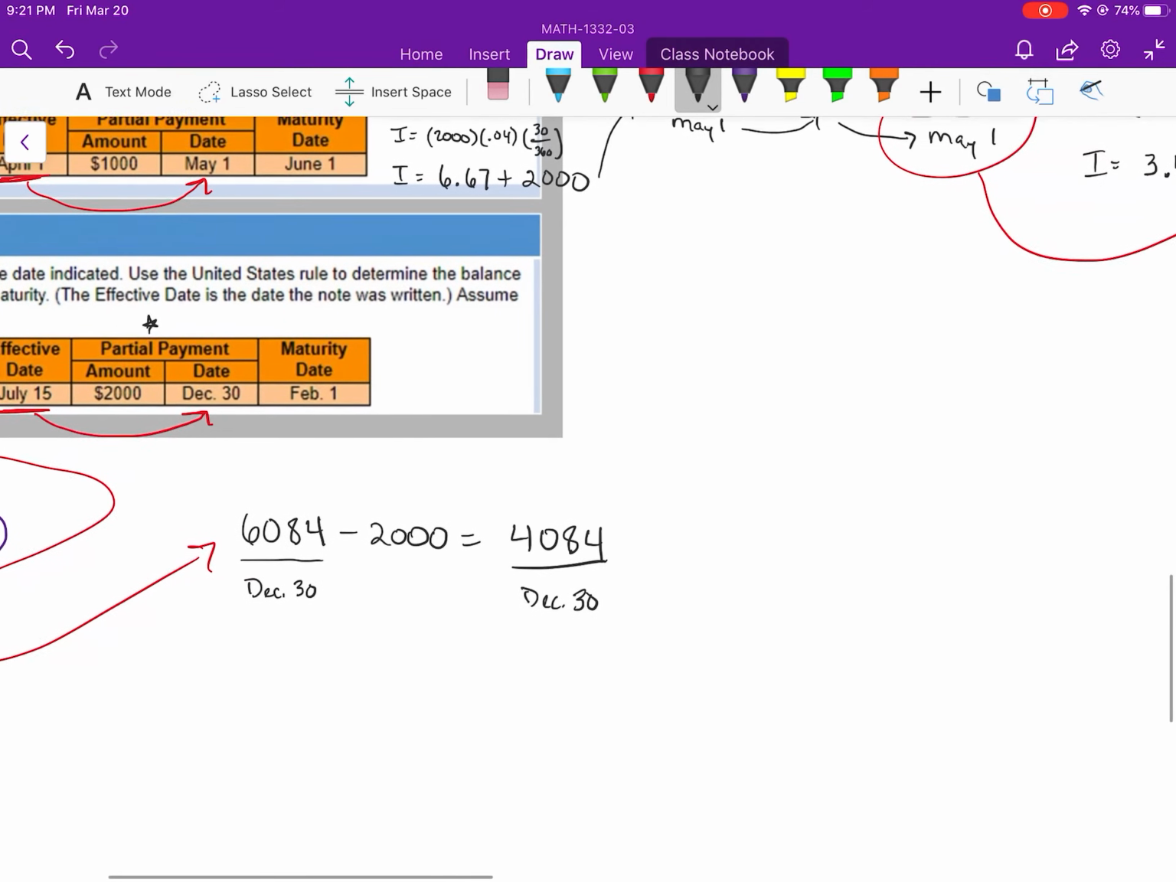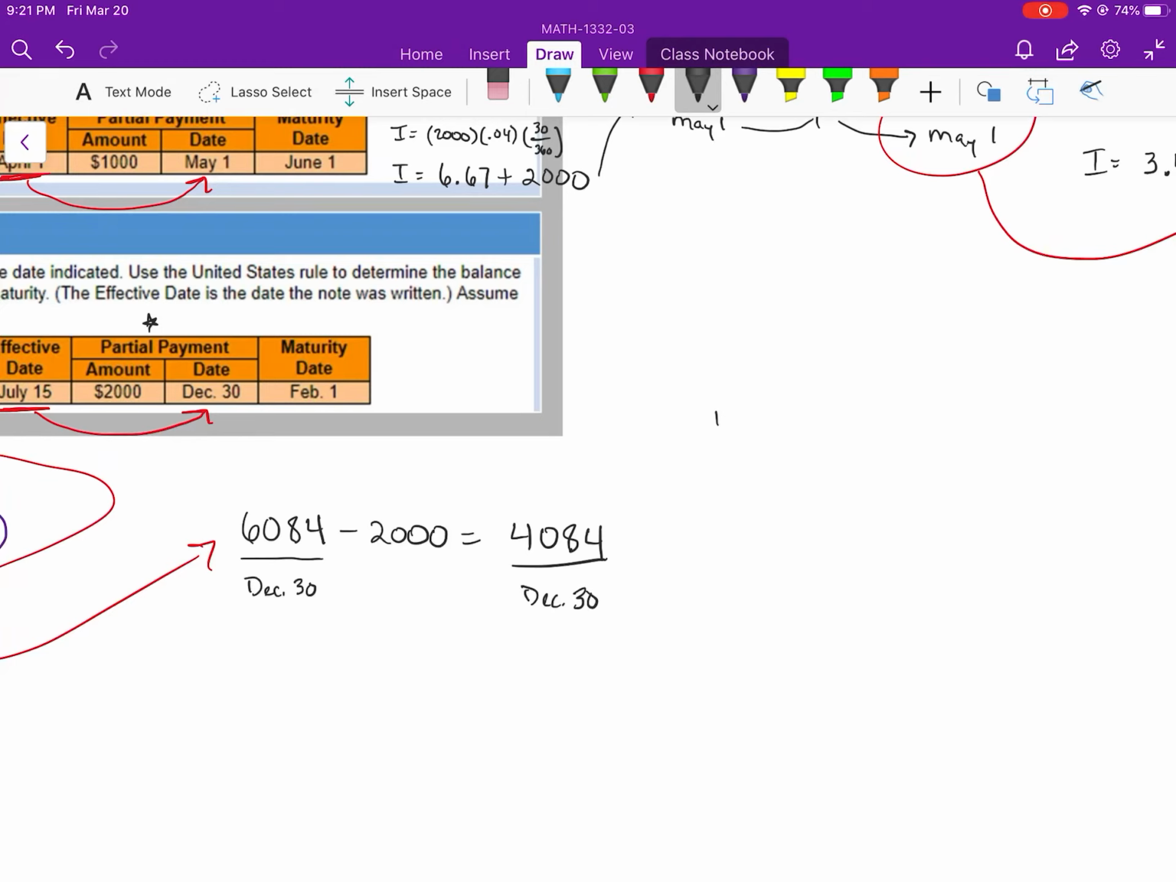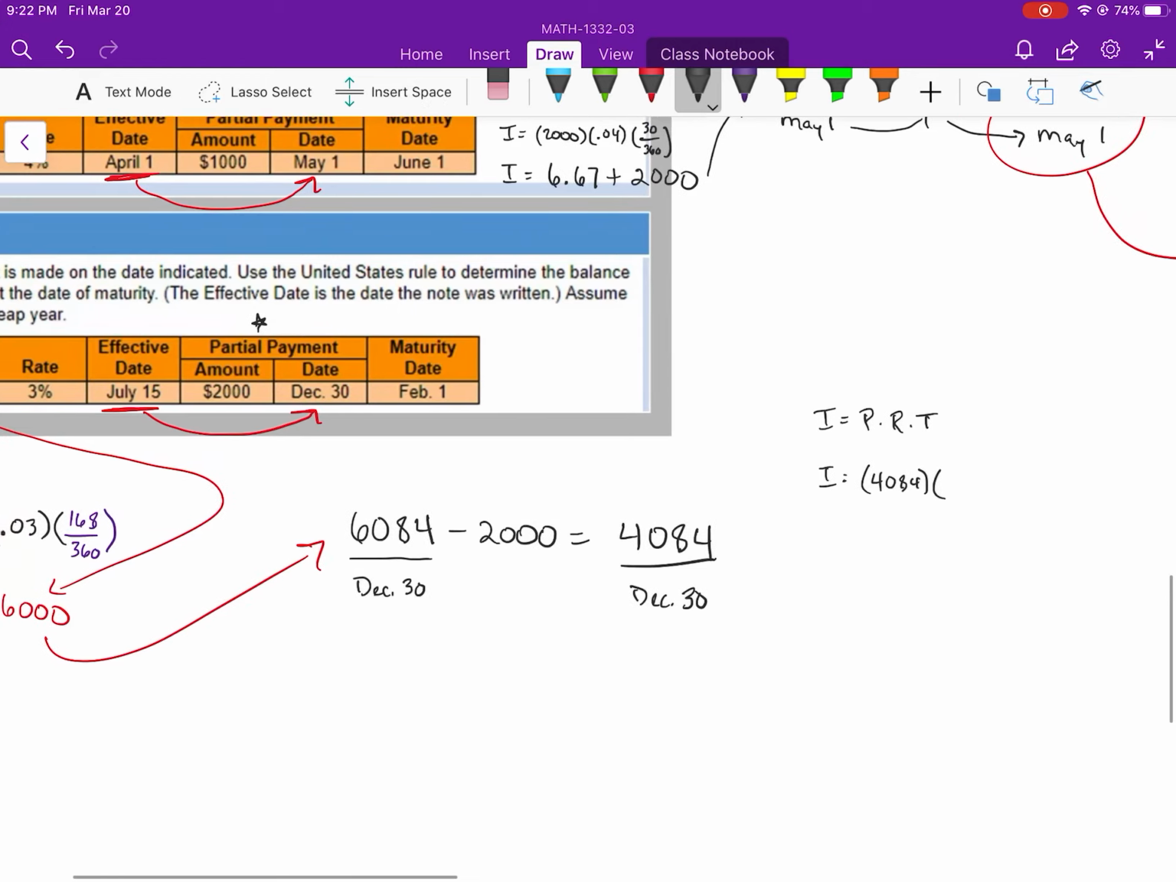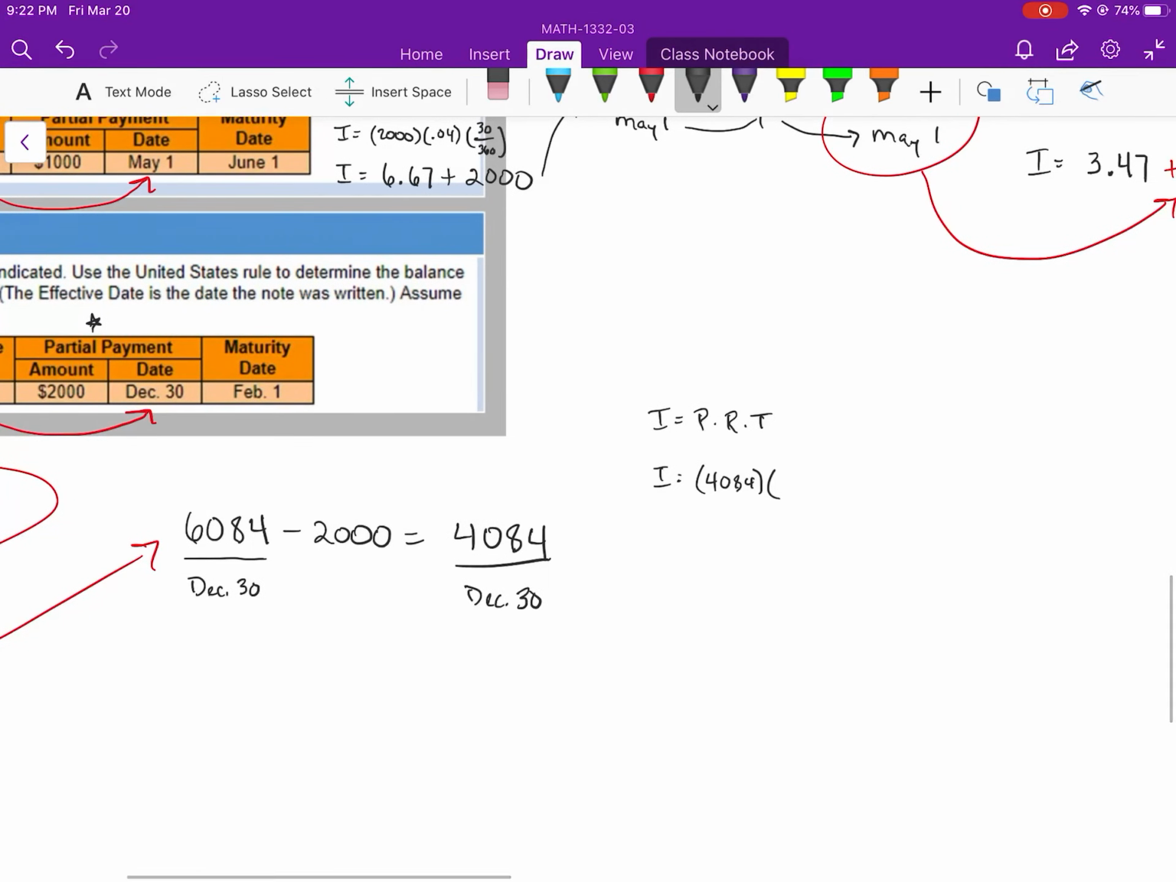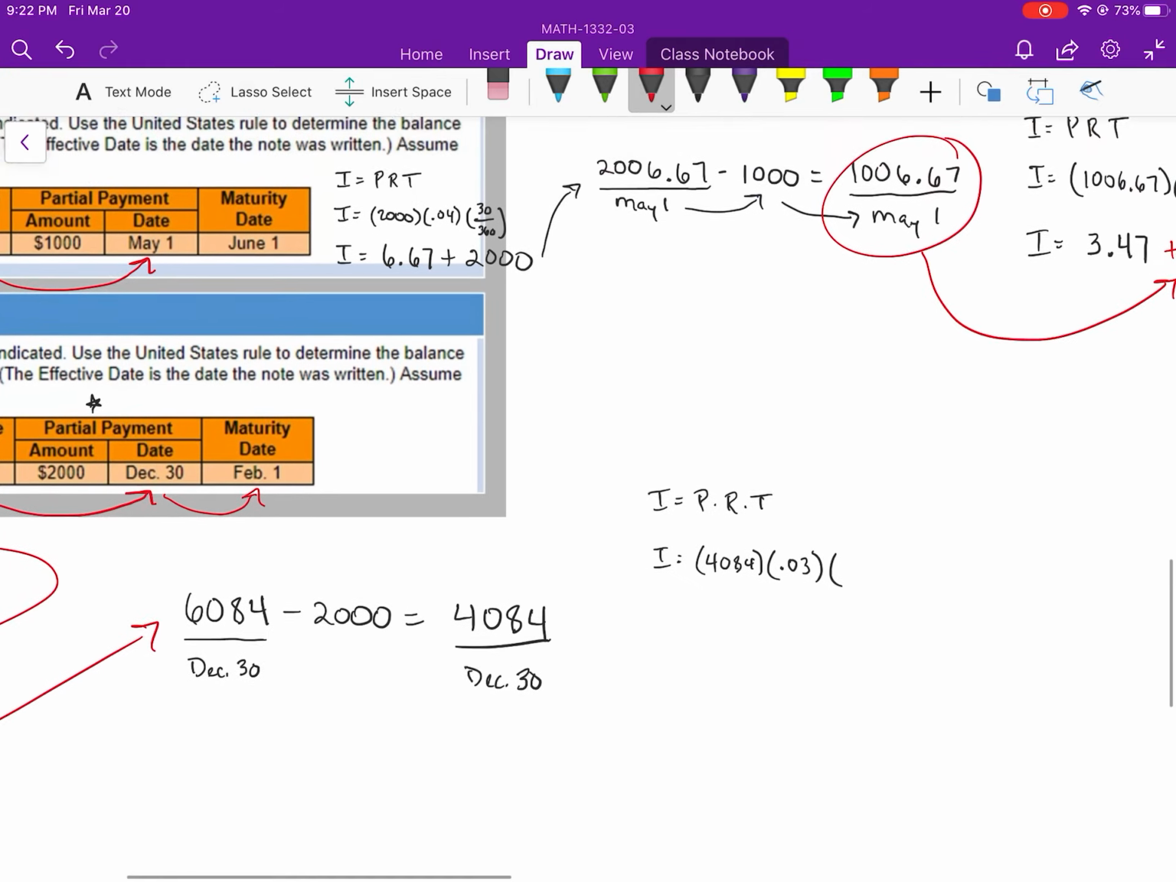Alright, so let me scroll this over a little bit more. So again, we have to take interest equals principal times rate times time. Interest equals, this time we have our principal is $4,084. Our rate is the same. I just happened to forget what it was. 3%. So 0.03. And my time's going to be a little bit different this time because it's going to be December 30th to February 1st.